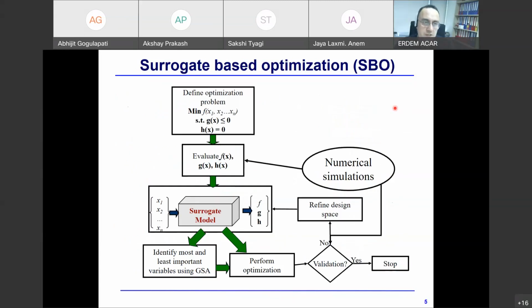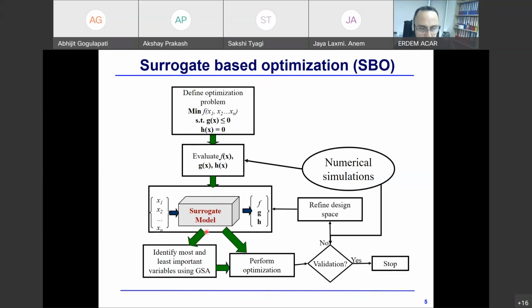Then we have this approach called the surrogate-based optimization approach. Over here, we replace these finite element or CFD models with surrogate models. Here is how we start: we define our optimization problem. Over here we have this optimization problem written in standard form. Then we evaluate our objective function and equality or inequality constraint functions. Then we want to construct models which relate design variables to objective or constraint functions.